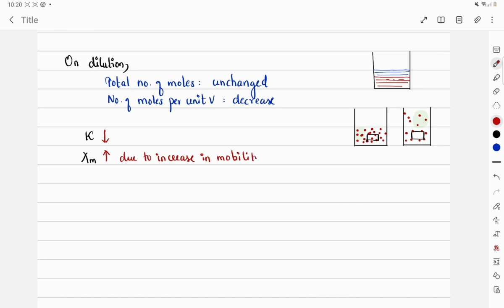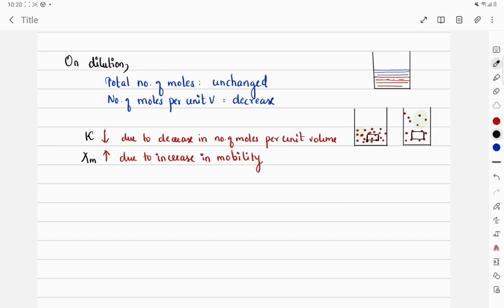I hope that's clear for you. And why does kappa decrease? Due to decrease in number of moles per unit volume. Okay.